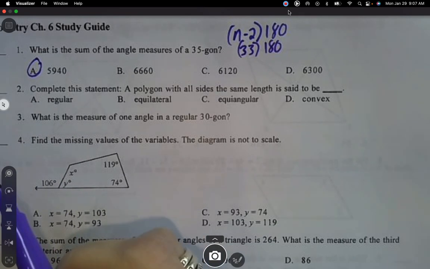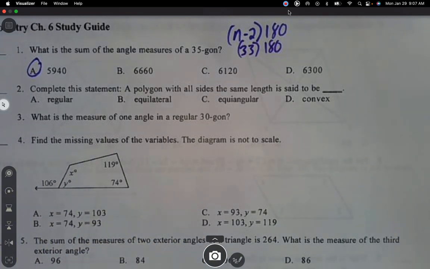Yeah, it's 5,940. Okay? So there's number 1. Everybody good with that one?